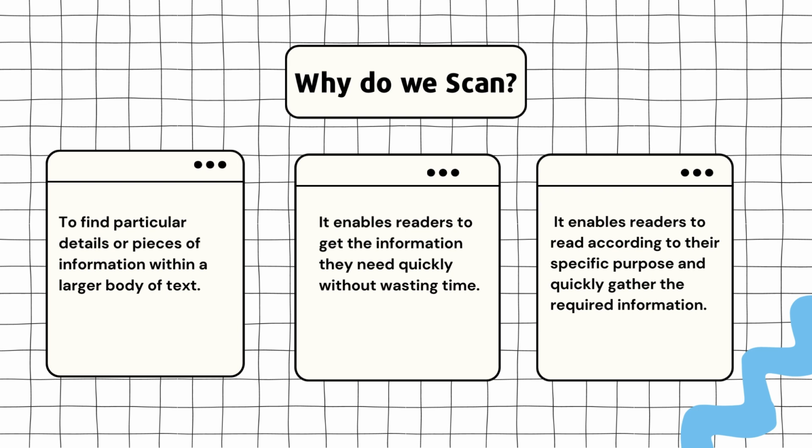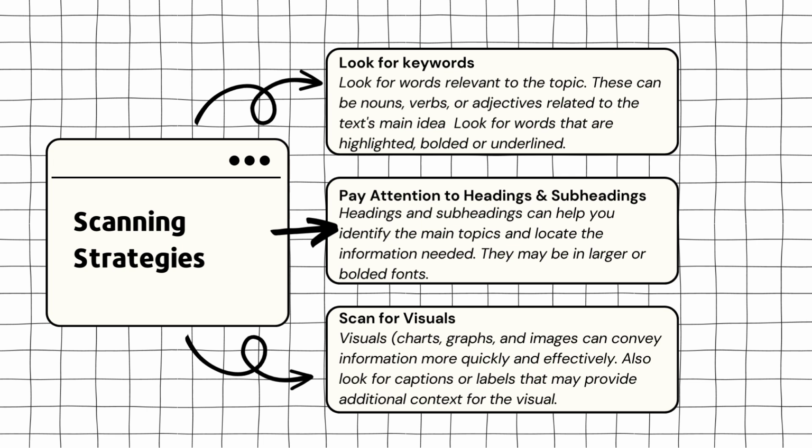Let's move on to scanning. Scanning is the other method of speed reading besides skimming. As you start reading, you should decide whether to skim or scan the text first. The answer depends on the purpose of your reading, and if you are looking for specific details in the text, then you should go for scanning. Here are some of the scanning strategies that you could use when reading a text.